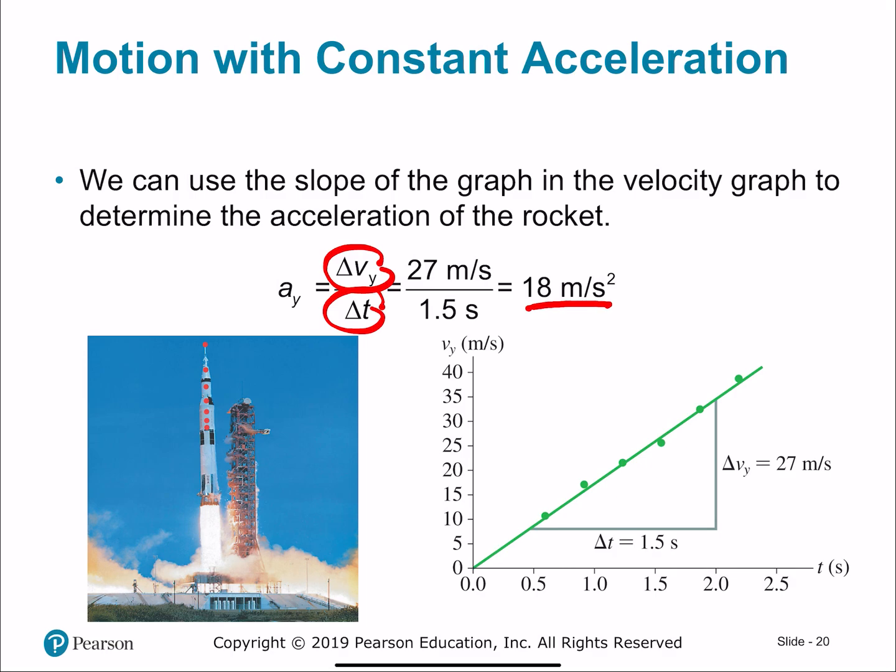What that means is every second, this rocket is accelerating, and the velocity is increasing by 18 meters per second. In the first second, the final velocity is 18 meters per second. In the second second, the final velocity is going to be 36 meters per second, and so on. Another way to calculate that number is to take the rise, which is 27, and then divide that by the run, which is 1.5.